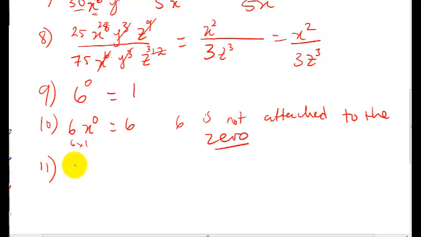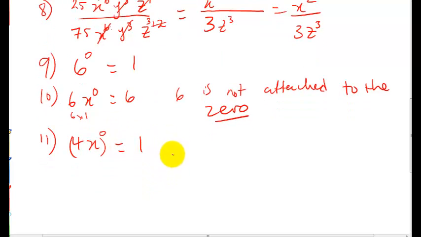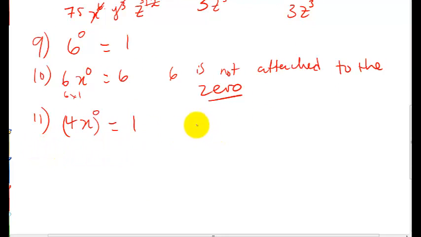Number 11. What if I gave you 4x to the power of 0, like that now? Well, that's everything to the power of 0, and that just equals to 1. Nice and easy. Number 12, I'll just do on the side here.